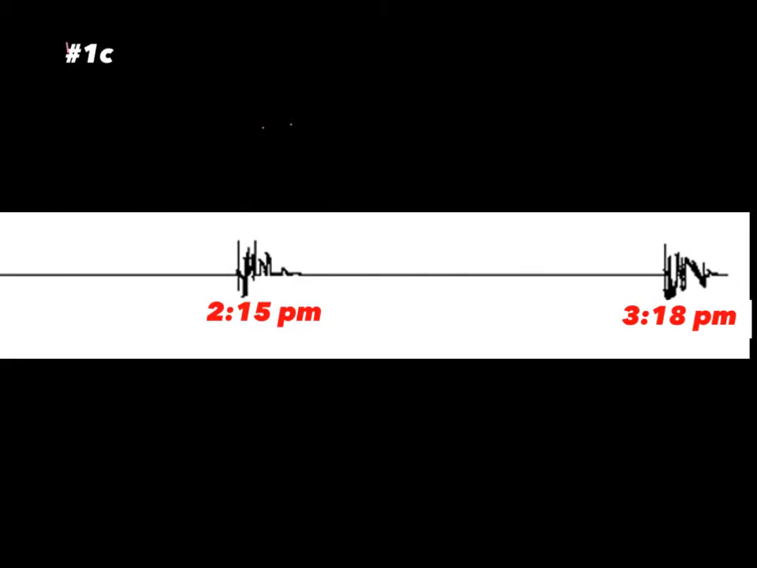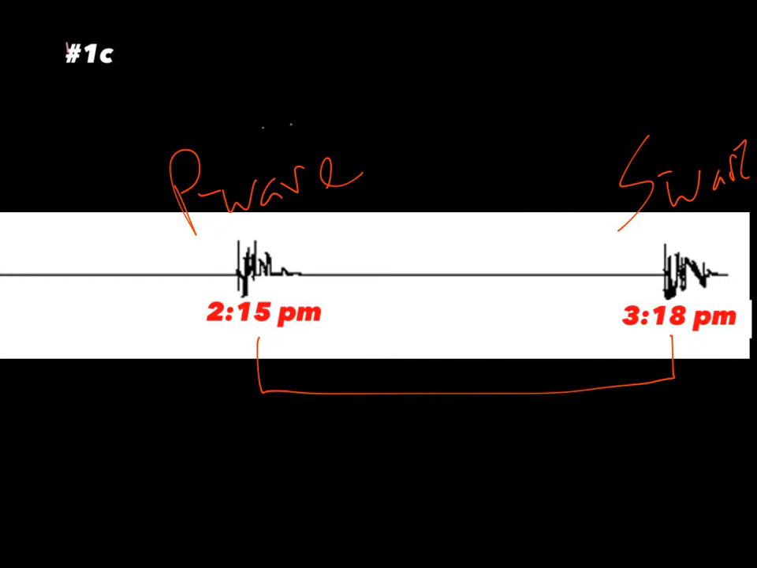All right, for 1C on your review, we're looking at our P wave and our S wave, and we're trying to determine the difference in arrival time. So we're looking at our two times here, and we're just looking for the difference. So it's pretty easy math. The difference in time is going to be 1 hour, 3 minutes. That's how much longer the S wave arrived after the P wave. This is going to get into looking for the epicenter of the earthquake. So again, this is for question 1C.